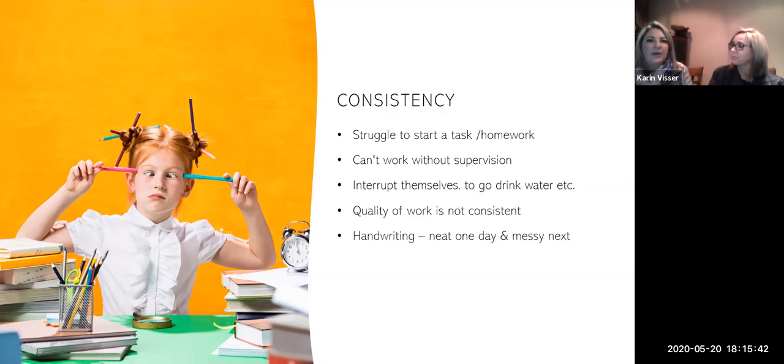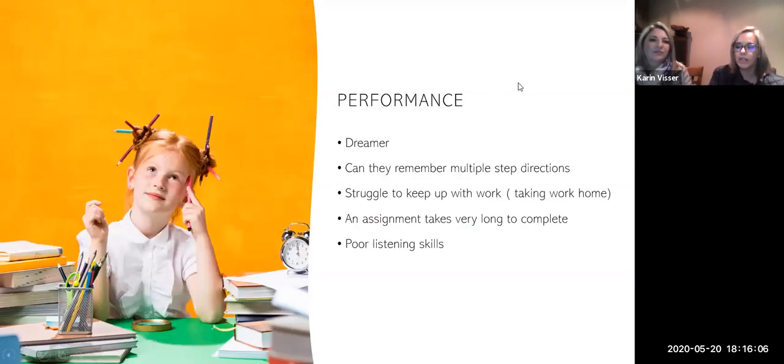And lots of parents also see behaviors where, as an example, today the child studied for a test and knew all the answers, but tomorrow they couldn't remember anything. It was like, I didn't even learn this. So it's very inconsistent. Yeah, that's right. Okay, so let's look at performance.